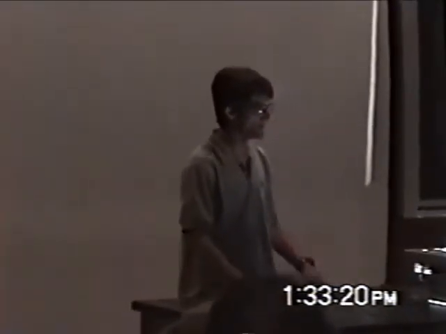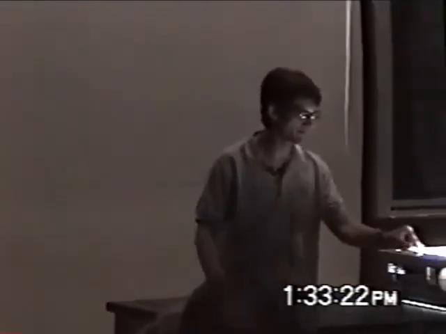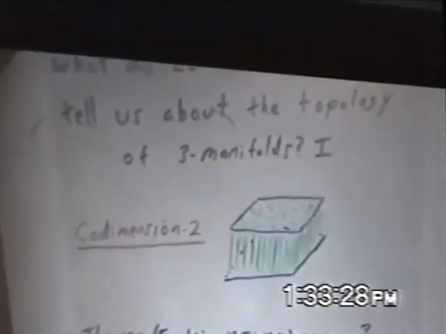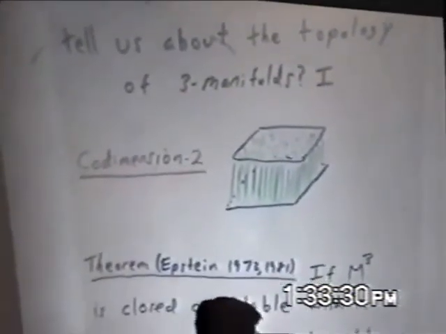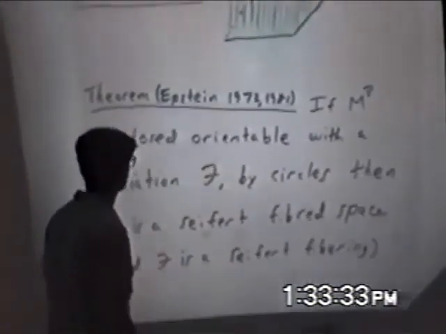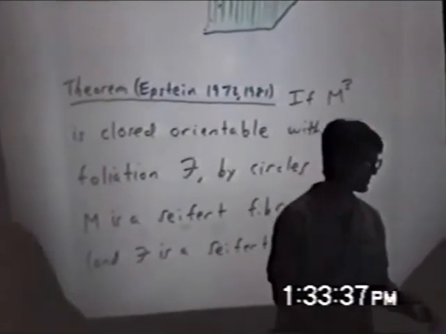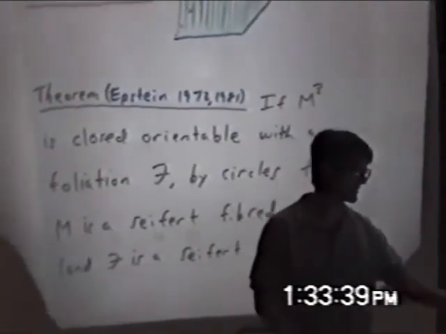So most of the time I'll be talking about codimension 1 foliations of 3-manifolds, as foliations of 3-manifolds by surfaces. But I just want to spend a few minutes to talk about codimension 2 foliations, a special case of them.